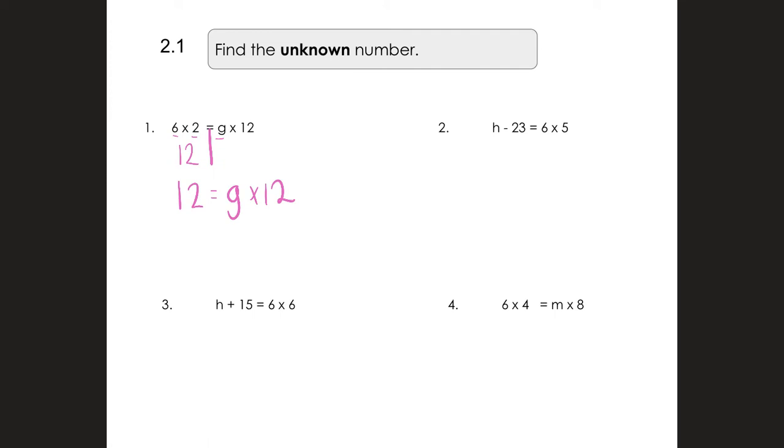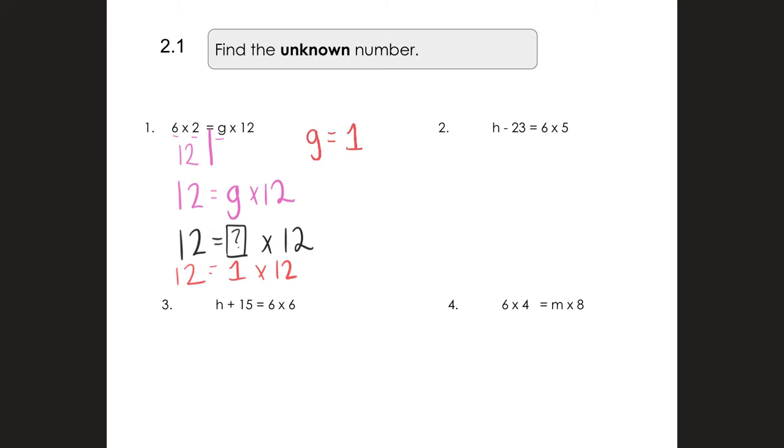I've seen something like this before. This is kind of like when they say 12 equals blank times 12, or maybe they put a question mark or a box with a question mark, and I need to find what number should be there in order for this to be true. Well, this is so easy. Did you figure it out yet? The answer is 1, because 1 times 12 is 12. It would make the equation true. So then I would say G equals 1.